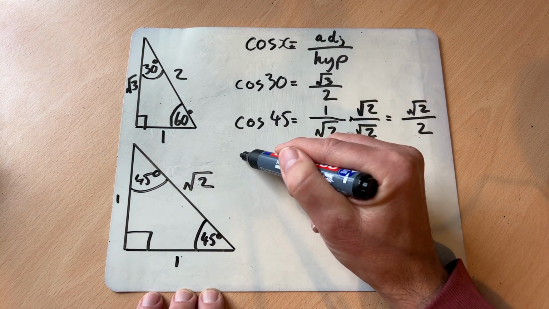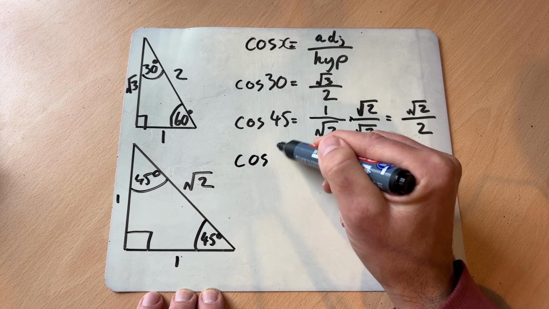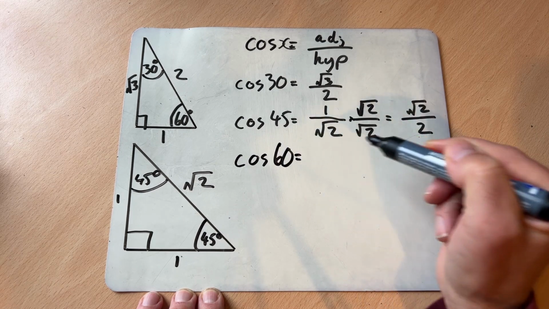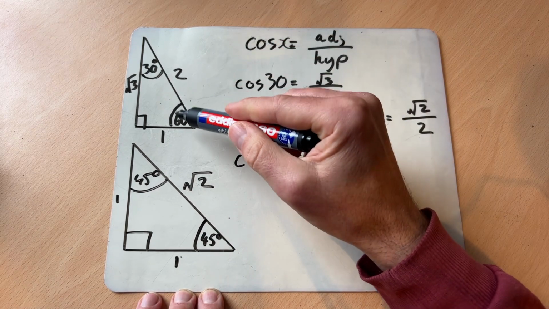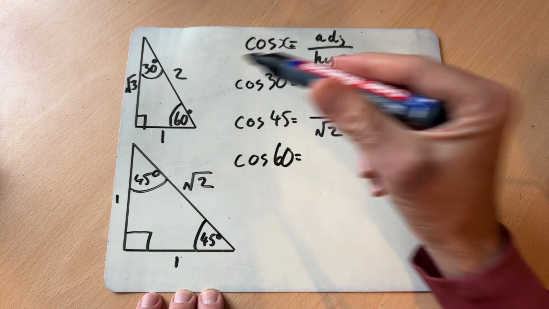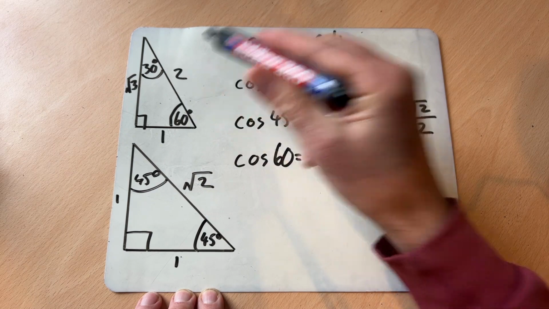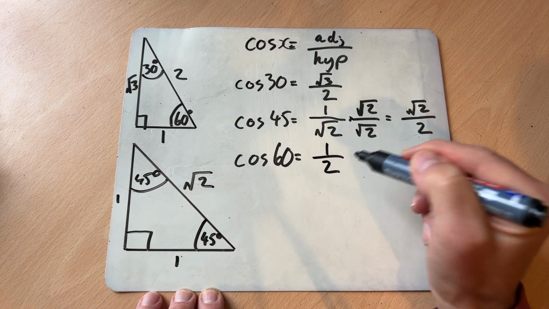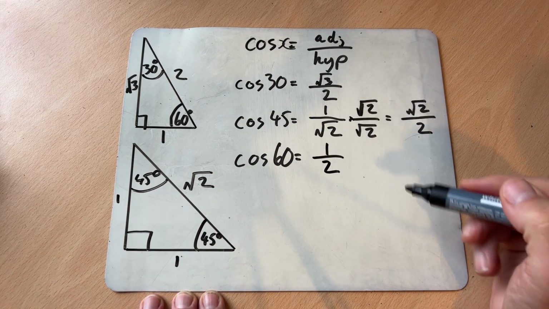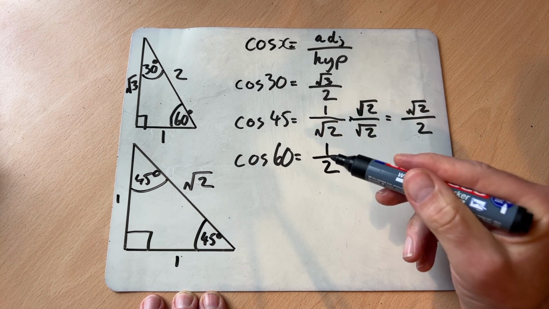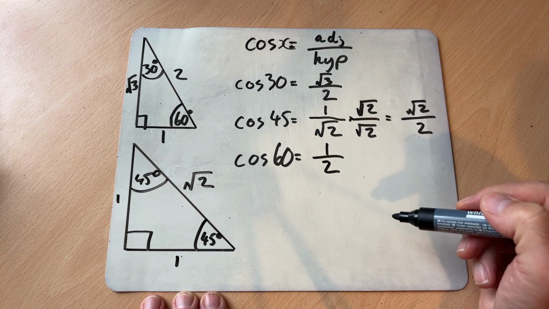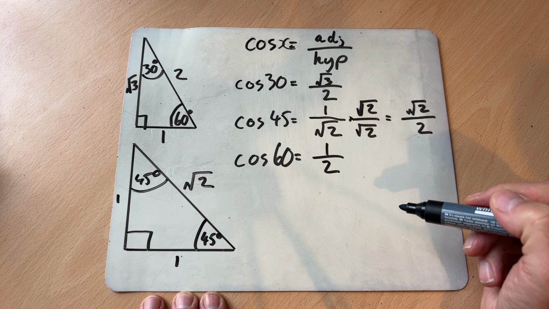Okay, cos 60. Same again, adjacent. So we're on 60 there. The adjacent is going to be 1. And the hypotenuse is going to be 2. 1/2. If you want a decimal, put it as 0.5. But like I said before, I prefer to keep these as fractions. They're just easier to manipulate.